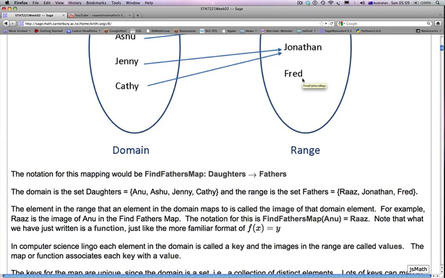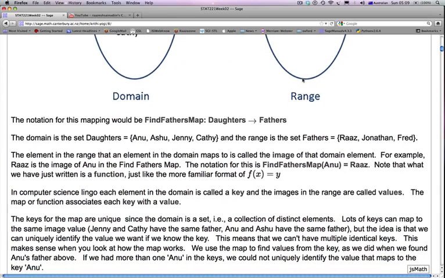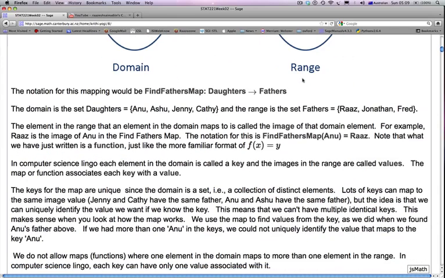Fred has no daughters. The element in the range that an element in the domain maps to is called the image of that domain element. For example, Raz is the image of Anu in the Find Fathers map. The notation for this is FindFathers map of Anu equals Raz. So these parentheses here are typically said "of".